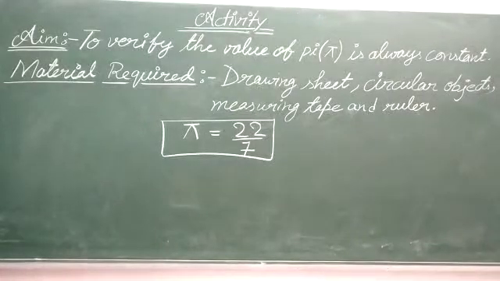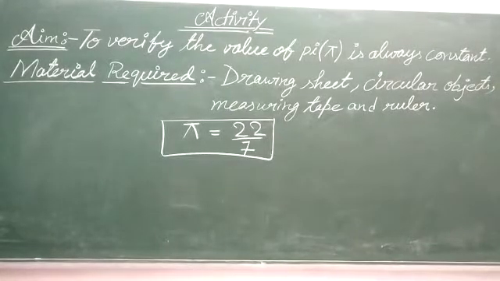Hello students, today we will do an activity to verify that the value of pi is always constant. As we have read, the value of pi is 22/7. So with the help of today's activity we will see that in all cases the value of pi is always constant. For this, students, what material is required? Drawing sheet, circular objects, measuring tape and ruler.